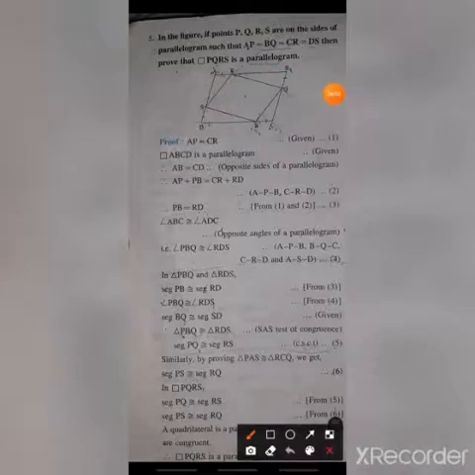Then AP is equal to CR. Here AP is equal to CR, given. Then ABCD is a parallelogram. First you can see here ABCD is a parallelogram. Then AP plus AB is equal to CR plus RD.